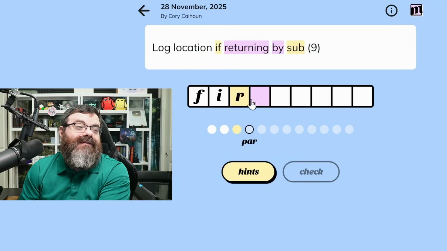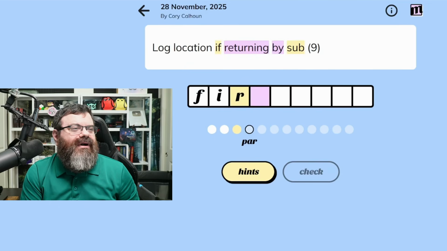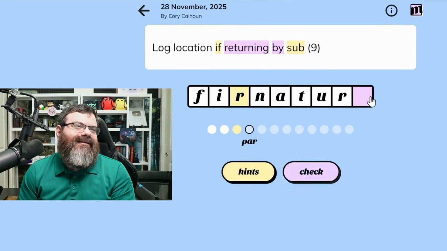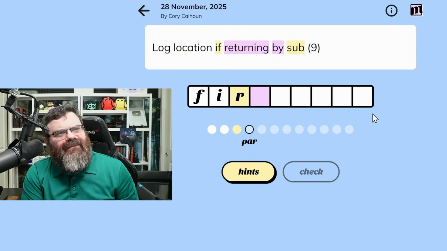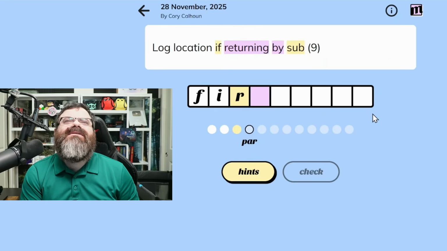Okay, it gives us this letter first, which is nice. Fur. Furniture? That's not how you spell furniture, is it? I don't think it's furniture. No. Okay. Well, it would make sense anyway. What starts with R that means sub?